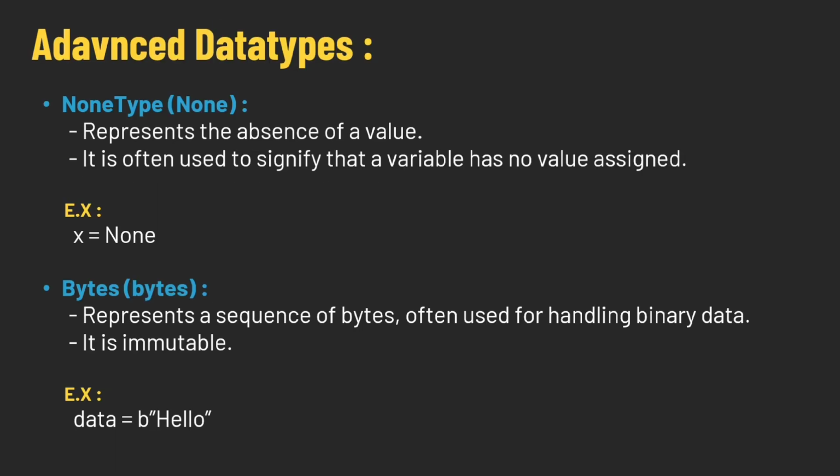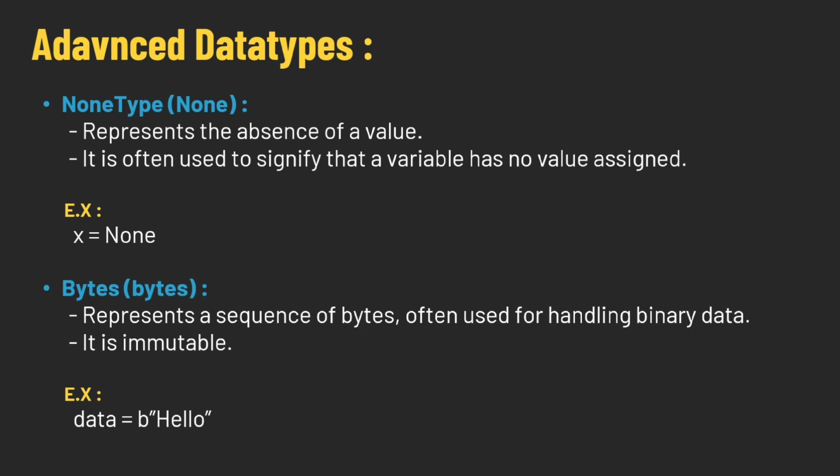Now, let's discuss advanced data types in detail. First, None type. Think of None as an empty box. It represents the absence of a value. We use it to indicate that a variable has no assigned value yet. For example, x is equal to None. Here, x is like an uninitialized container.